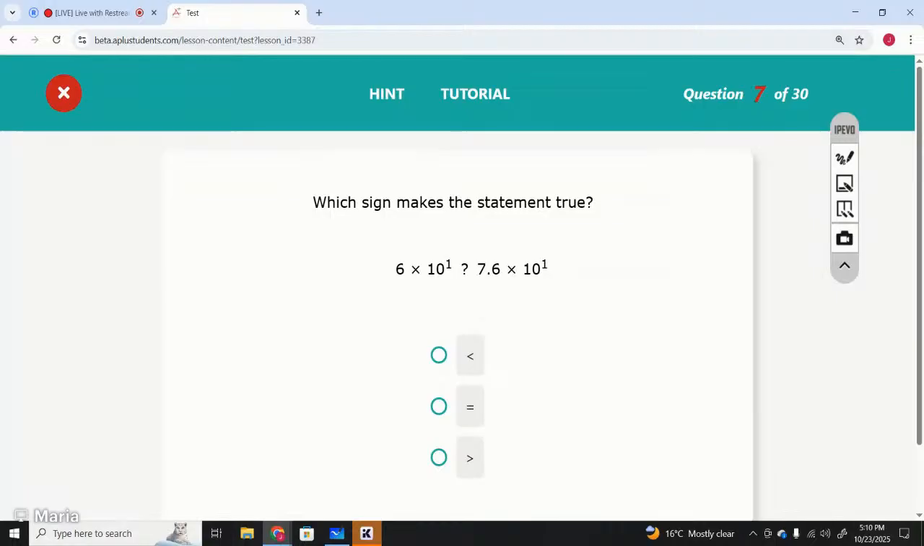Which sign makes the statement true? 6 times 10 exponent 1. You need to compare it to 7.6 times 10 exponent 1. Both of them have the same exponent. Now look at their coefficients. 6 is less than 7.6, so less it is.